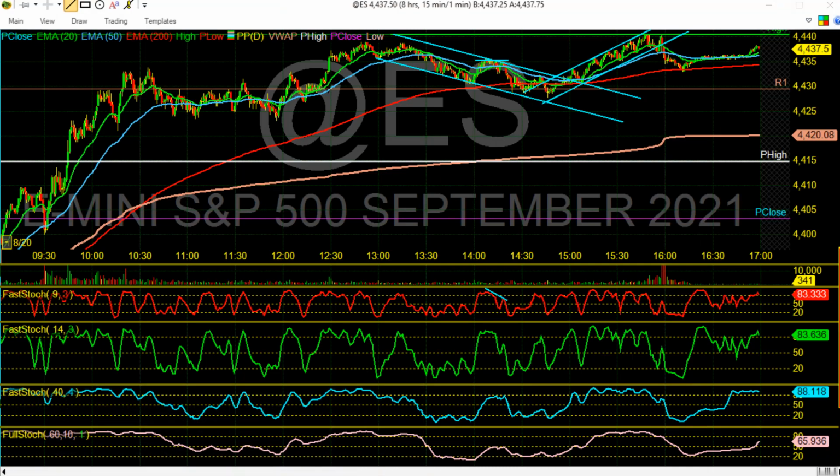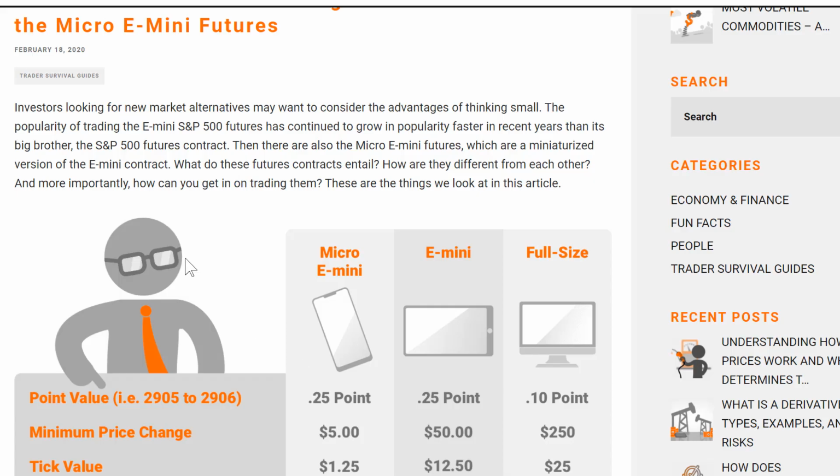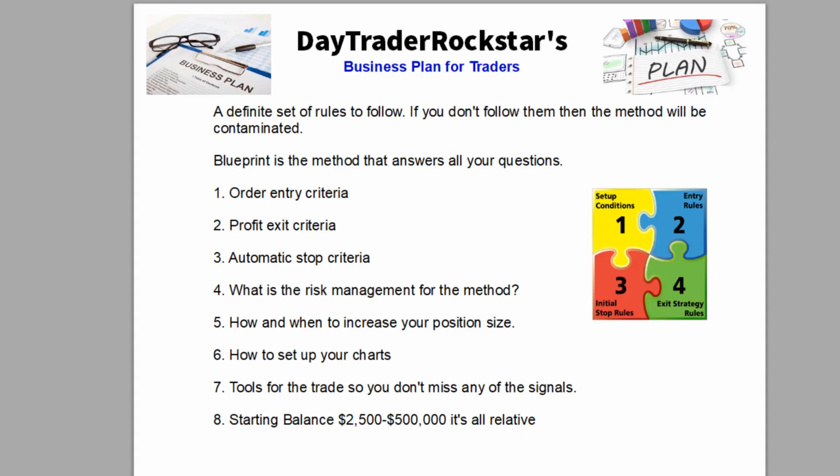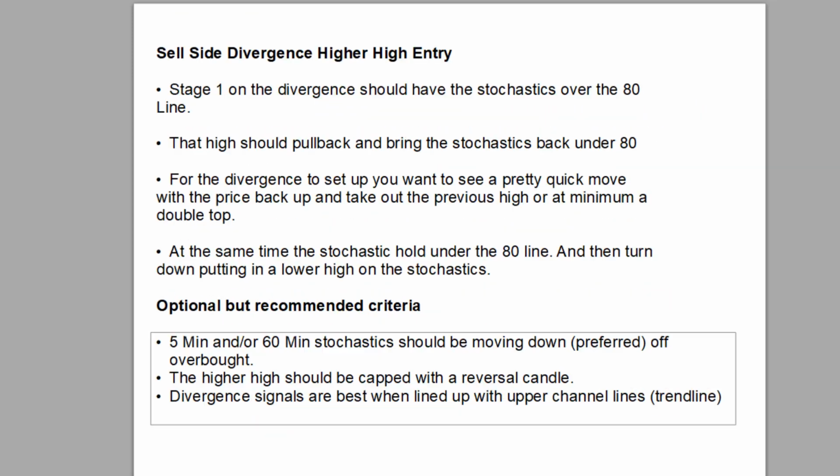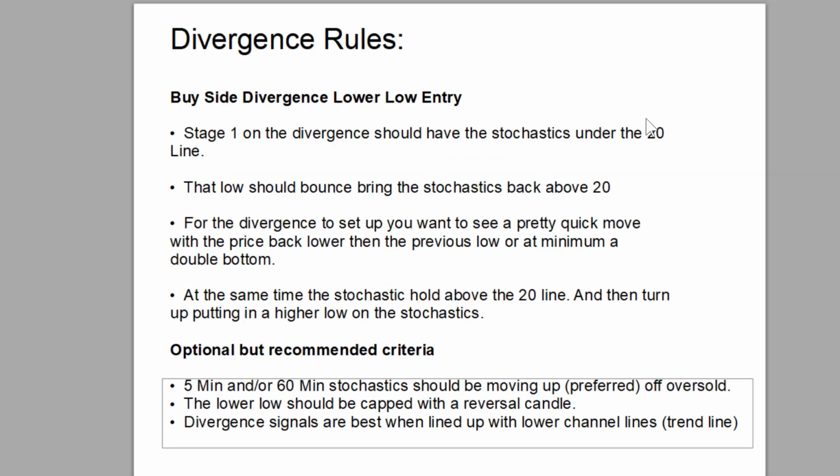And what we mean by that is going back to the divergence rule here. I'll show you that one more time. If I go down to the divergence rule here, the buy side lower entry: Stage 1 divergence should have stochastic under 20. Then the low brings the stochastic back up to 20.